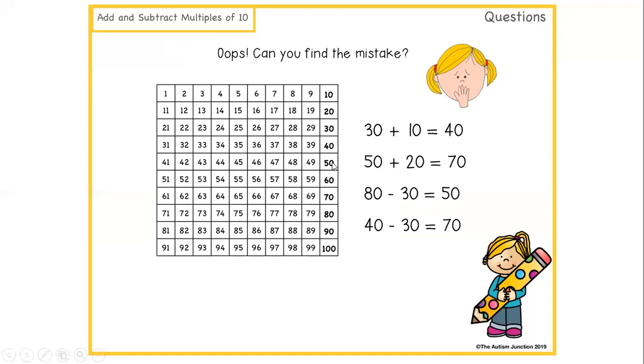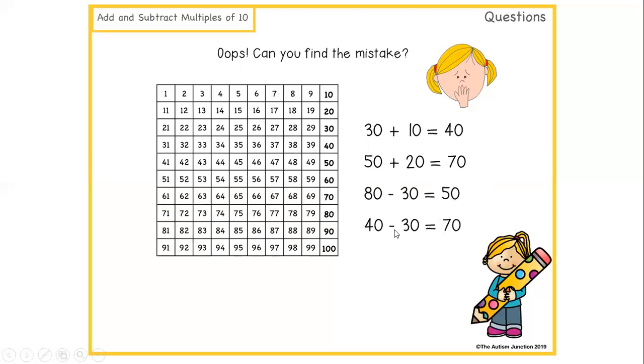Let's try 50 plus 20. So 50, 60, 70. We went down the chart 2 spots to 70. Let's try 80. Oh, they switched up on us. They said to take it away. So we're going to go up the chart. It's going to get smaller. We're going to take away 3 10's or move up 3 spaces. 1, 2, 3. It does give us 50.